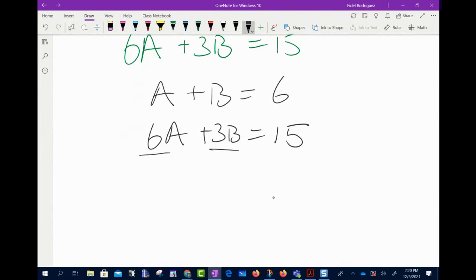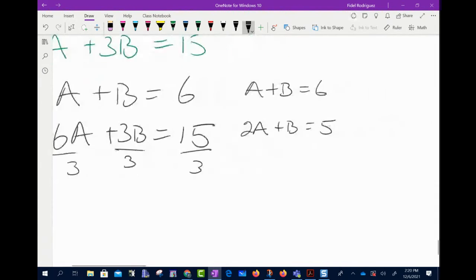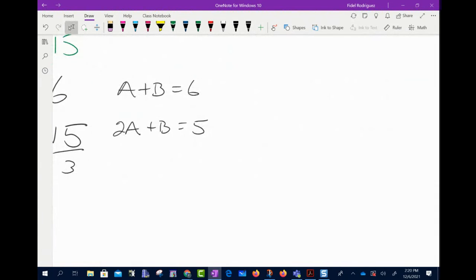Yeah, we can divide everything here by 3 and make our numbers a little bit smaller. So look, let's go like this. A plus b equals 6. That's going to be a 2a plus b equals 5. All right, so now that we have that, we get to decide, what do we want to do? Do we want to substitute? Do you want to eliminate? It's really up to you.